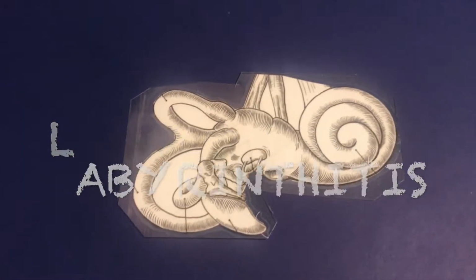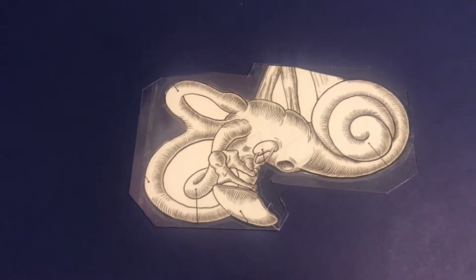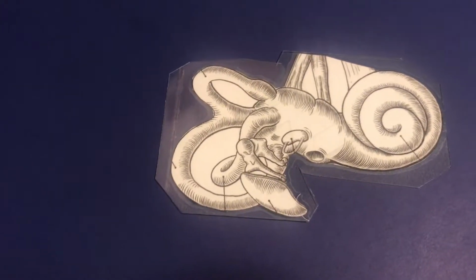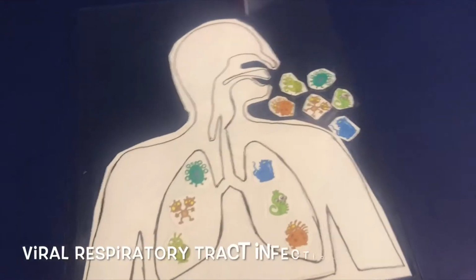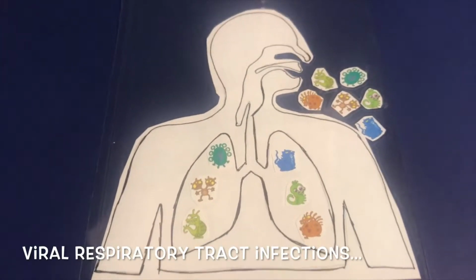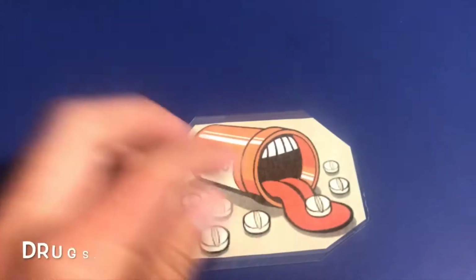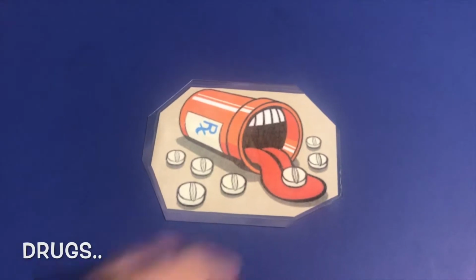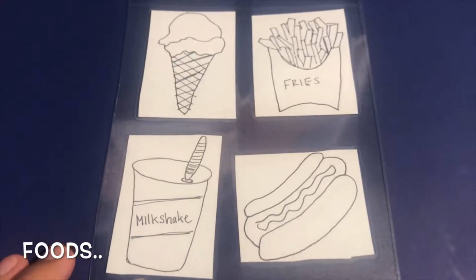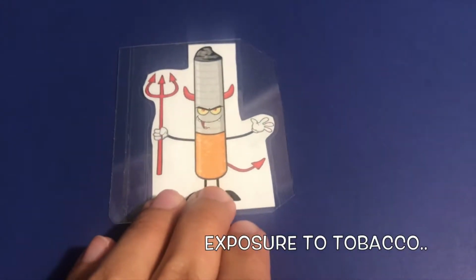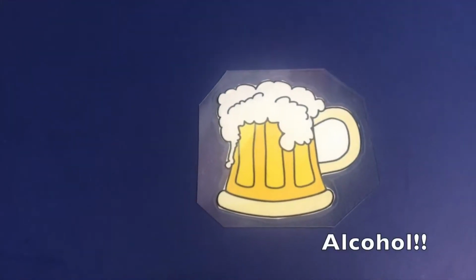Labyrinthitis is an inflammation of the labyrinthine canals of the inner ear, which is the most common cause of vertigo. A common cause would be a viral respiratory tract infection that spreads into the inner ear. Other causes can be drugs, foods that we eat, and of course, alcohol.